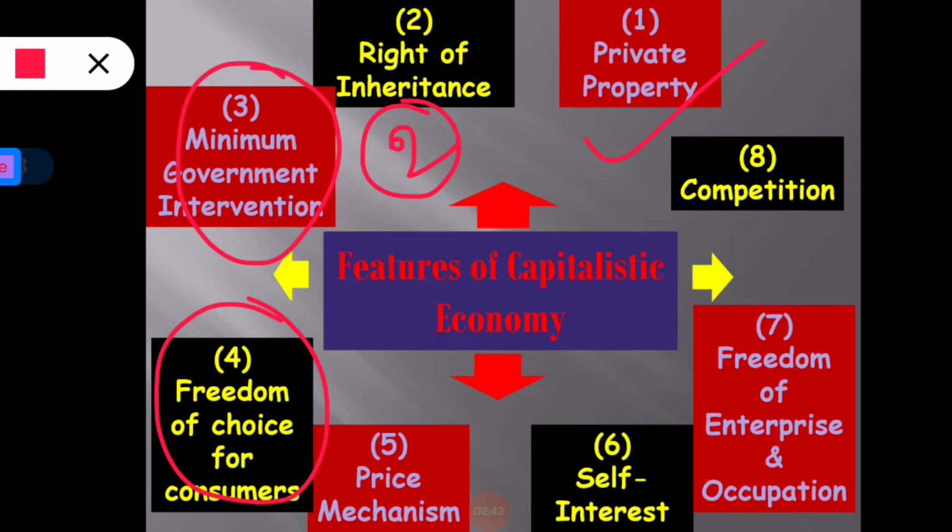Now going to the fifth one, that is the price mechanism. Price mechanism or market mechanism is an essential feature of a capitalistic economy. It is a process through which prices of goods and services are determined by the market forces of demand and supply, and we have already discussed the price mechanism or market mechanism process in detail. If you have missed that session, please go and check my previous videos. Now move on to the next.